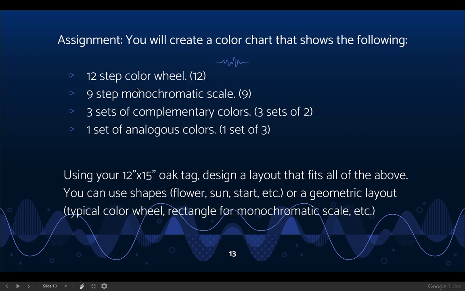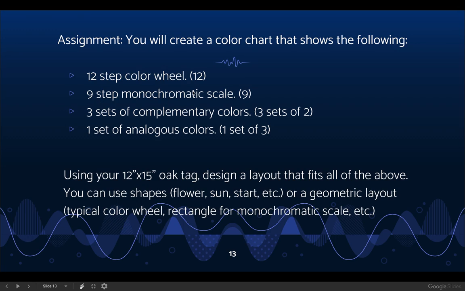So you have to include a 12-step color wheel. It's either going to be 12 different shapes that you paint your colors in, or you're going to make a circle, like trace something, like a small plate, and then divide it in half and in half the other way, and then divide each quarter into thirds. So you're going to have 12 wedges in your pie or your pizza.